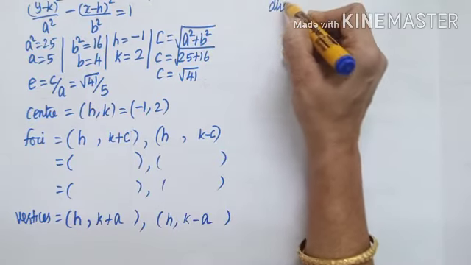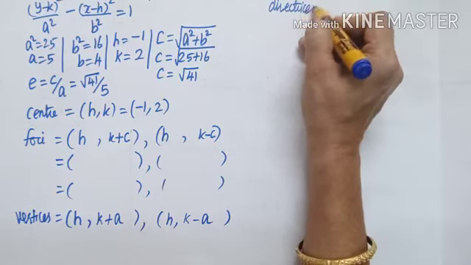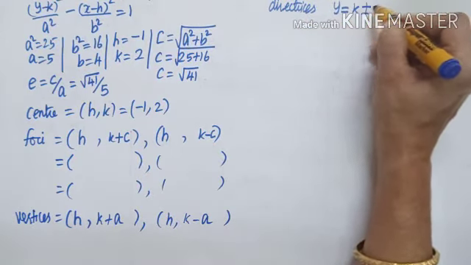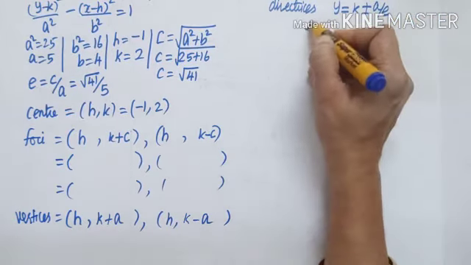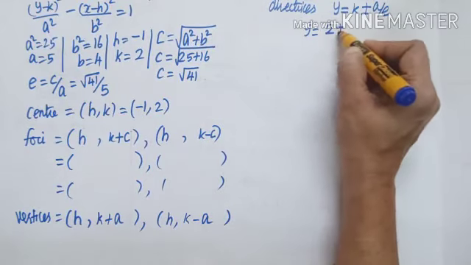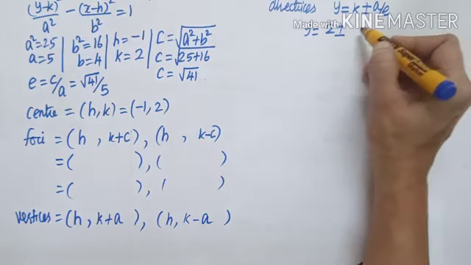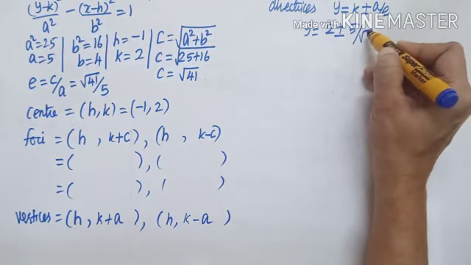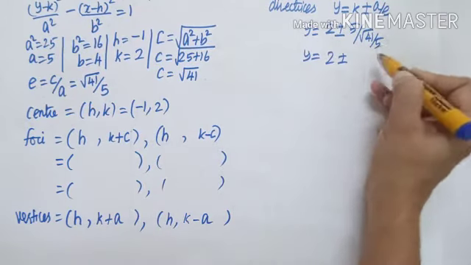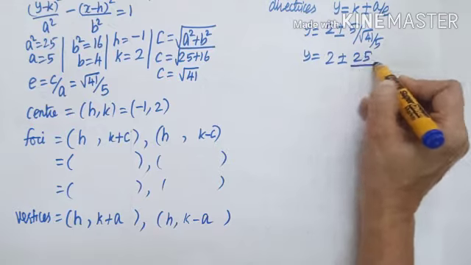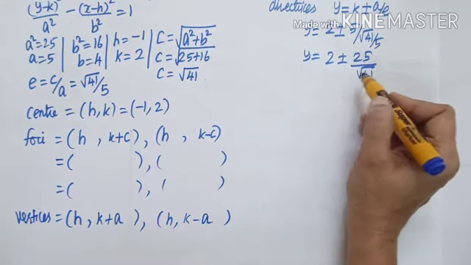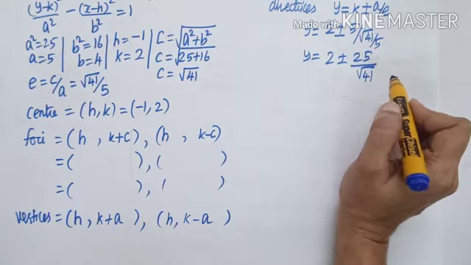Directrices. What is directrices formula? This is second type. Y equals to K plus or minus A by E. That is Y equals to 2 plus or minus A value 5, E value root 41 by 5. Reciprocating 5 into 5, 25 by root 41. This I cannot simplify further, so leave the answer like that.